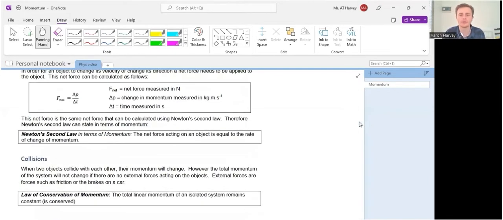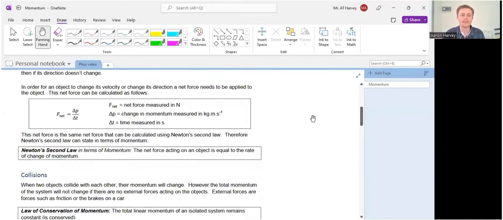because now we're actually going to come in with an amendment to our Newton's second law, where it says that our Newton's second law in terms of momentum is that the net force acting on an object is equal to the rate of change of momentum.